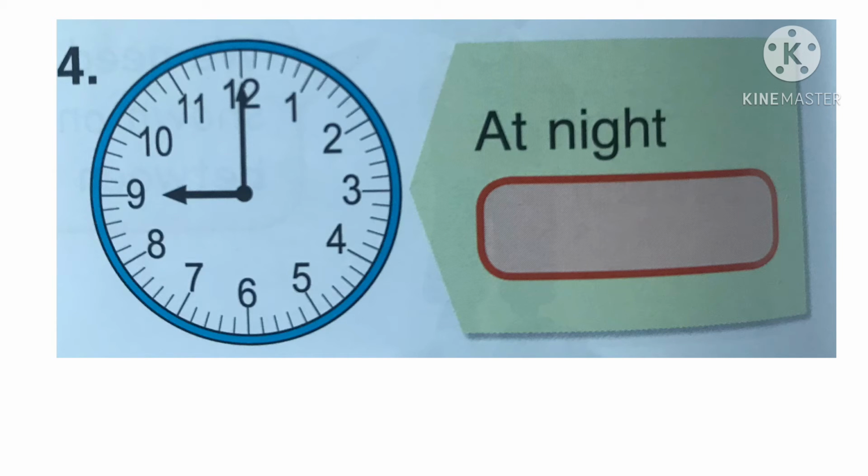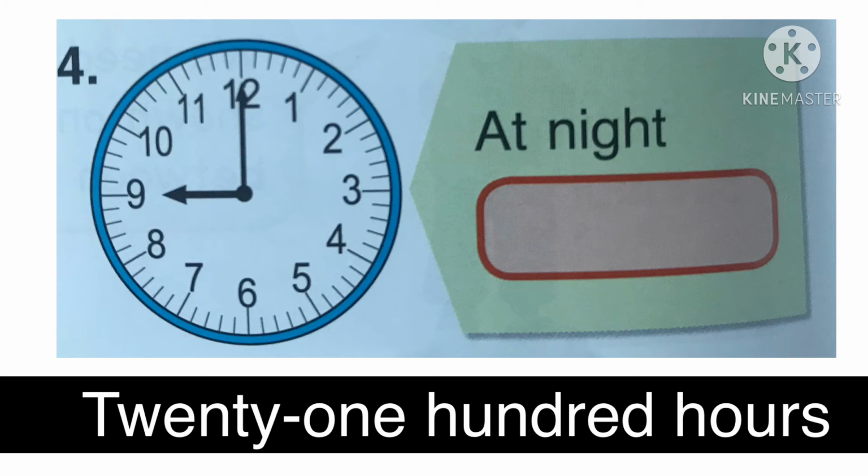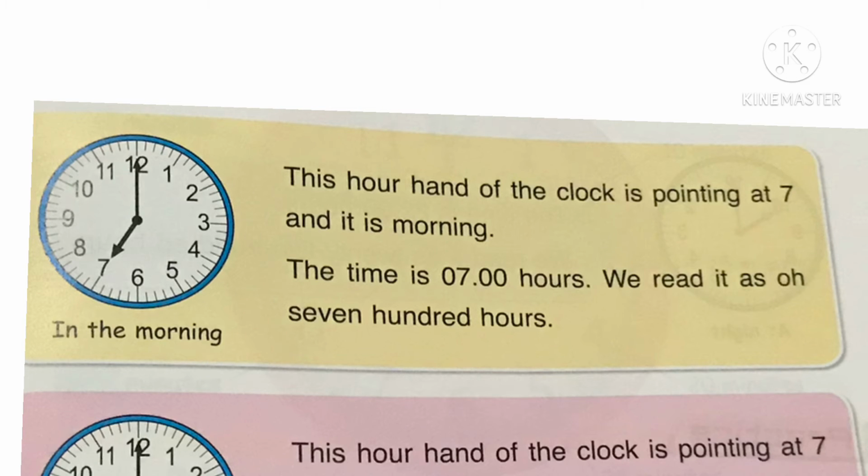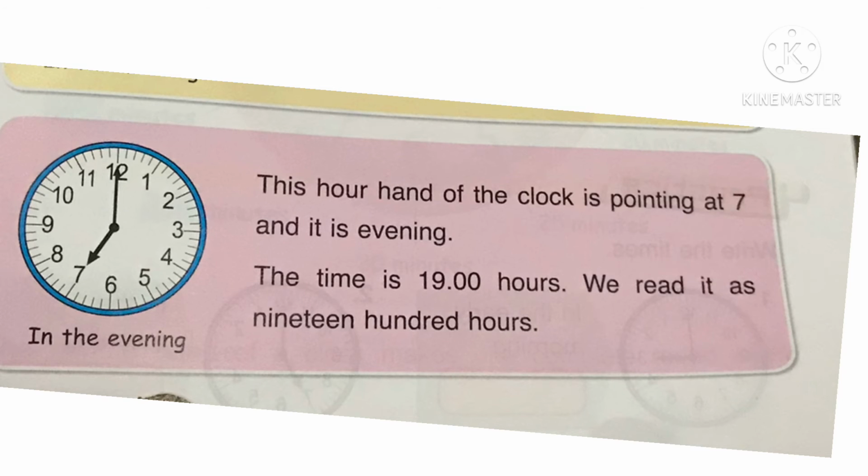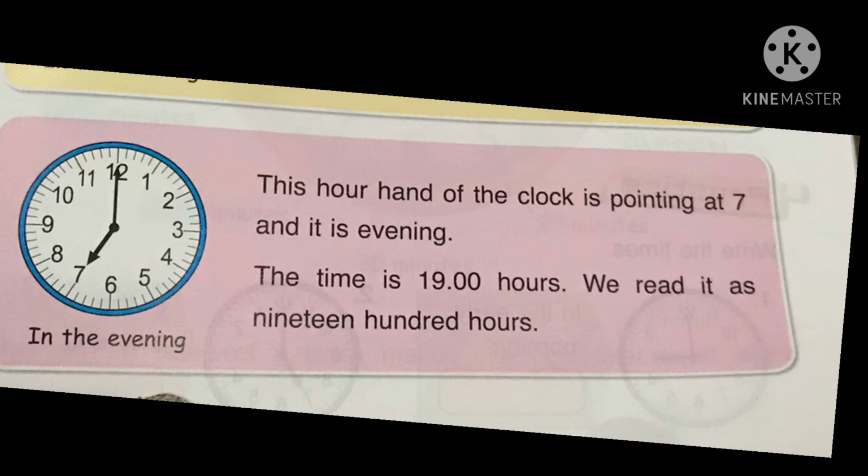And lastly, we have number 4. At night, what is the time? The answer is 2100 hours. The hour hand of the clock is pointing at 7 and it is morning. The time is 7 hours. We read it as 0700 hours. The hour hand of the clock is pointing at 7 and it is evening. The time is 19 hours. We read it as 1900 hours.